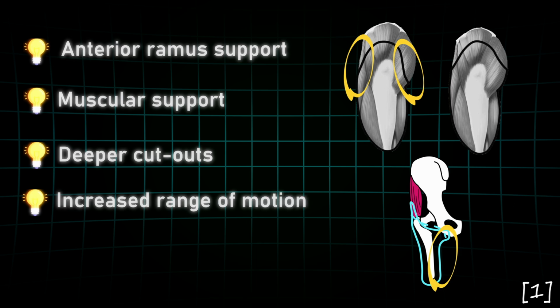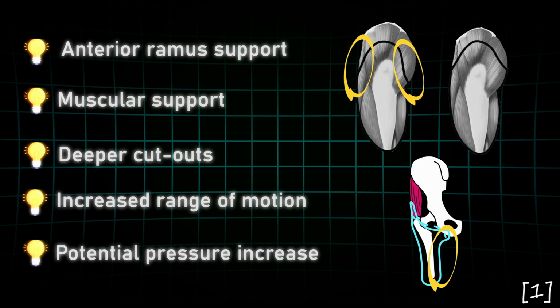But there's a trade-off. With less surface area in contact, the same body weight is now distributed over a smaller area, which increases the pressure. That makes the MAS socket less suitable for very short or pressure-sensitive residual limbs. Still, for many users, it offers a huge upgrade in comfort and mobility.